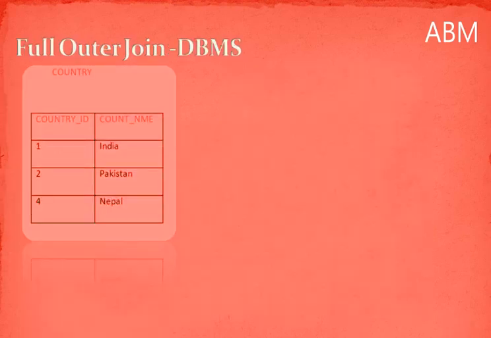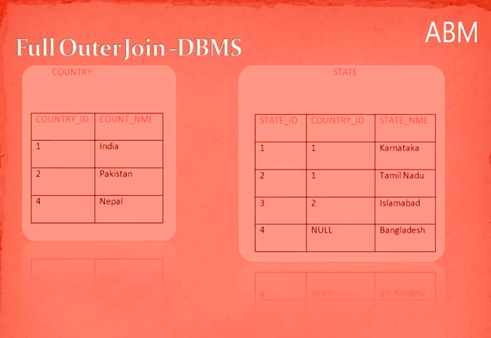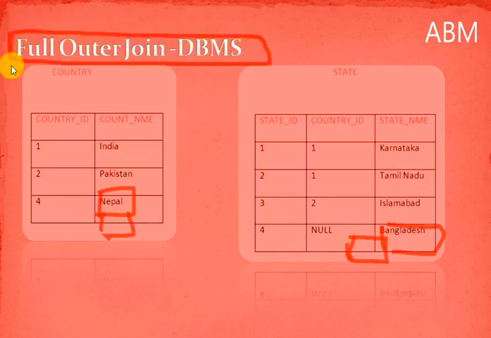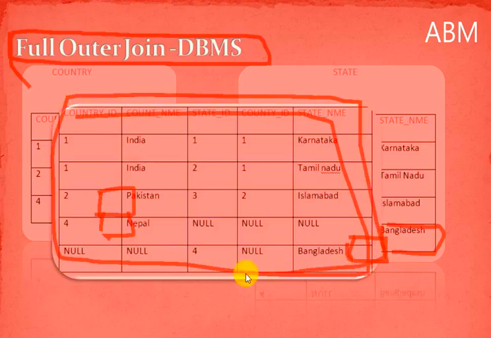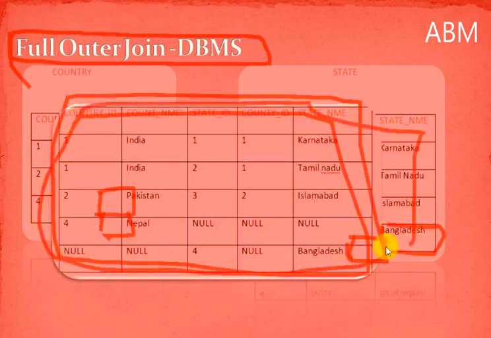Full join will combine the data from both tables. For example, Bangladesh is here, but Bangladesh is not listed here, so it will also be taken. Nepal is shown here, but Nepal is not shown here in the state table. But because we are using the full join, the data from both tables will be shown here. As you can see, the data from both tables is taken and shown here in the third table.